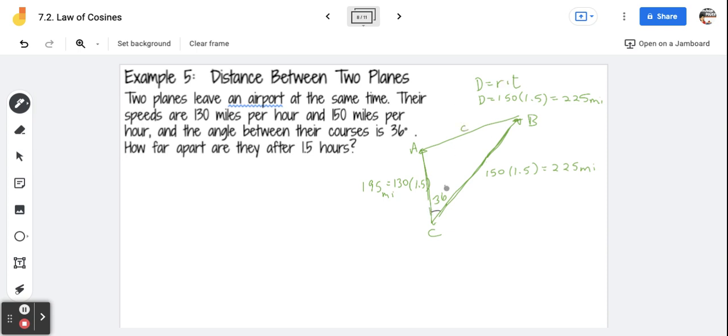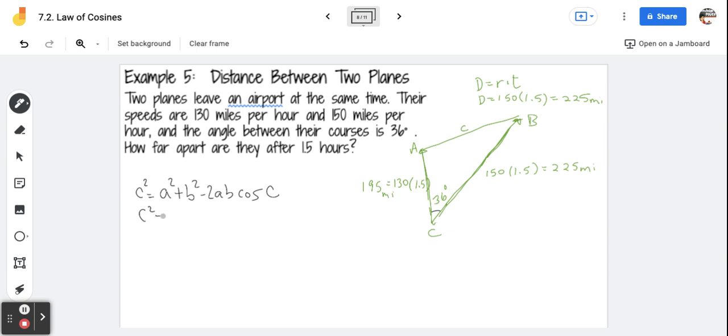You could have C over the sine of 36 equals 195. I can't have two unknowns. I don't know that one. I can't do this one either because I don't know the angles. So I have to use law of cosines. All right, so I'm trying to find side C, so I'm going to go C squared equals A squared plus B squared minus 2AB cosine C.